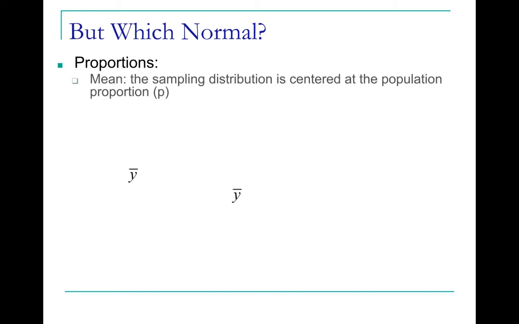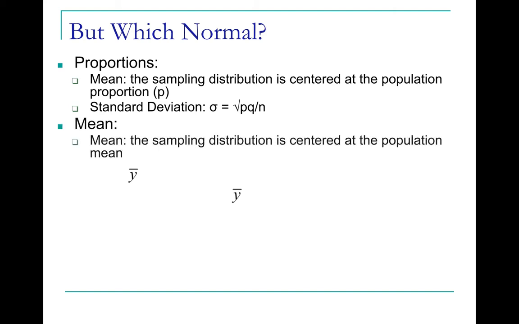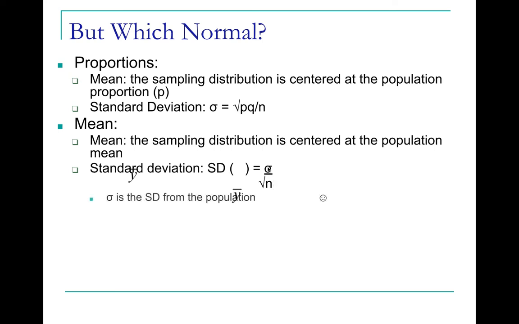For proportions, the sampling distribution is centered at the population proportion, which is p, where the standard deviation is sigma equals the square root of pq over n. For a mean, the sampling distribution is centered at the population mean, and then the standard deviation is sigma over the square root of n. These did not stay where they were supposed to be. This y bar should be right here, and this y bar should be right here. So it should say standard deviation of the sample mean is sigma over the square root of n. And again, sigma is the standard deviation from the population.